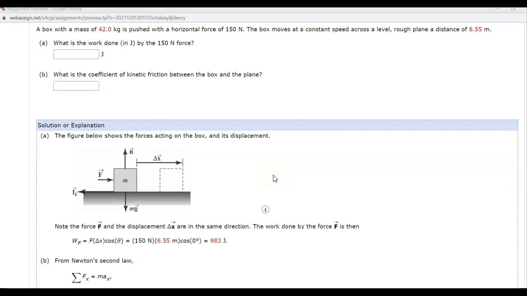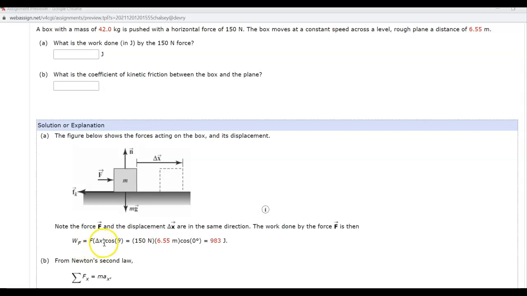Okay, you have a box with a mass of 40 tons pushed on by a horizontal force of 150 newtons. Notice it's being pushed straight in the middle of the box. The box moves at a constant speed across a level plane a distance of 6.55 meters. What's the work done?